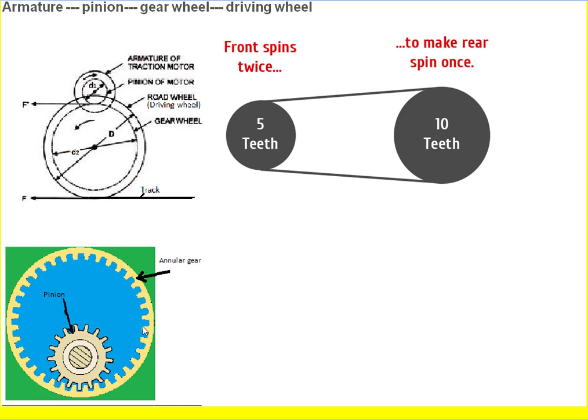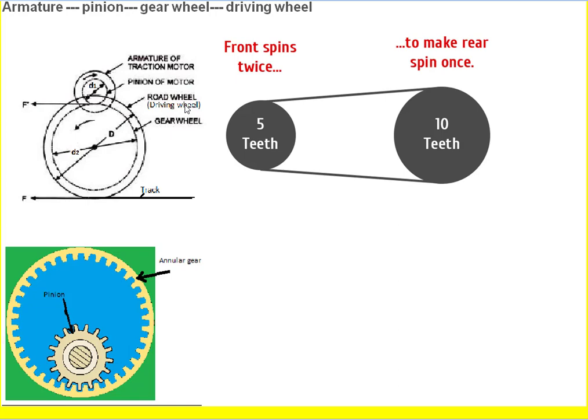And when it comes to the diagram, it will be like this. This gear wheel we represent as inner, whereas the outer wheel is nothing but the road wheel, which is also called the driving wheel. This is the track and this is the pinion. The pinion diameter is D1, the diameter of the gear wheel is D2, and the diameter of the outer wheel, the road wheel or driving wheel, will have the diameter capital D.